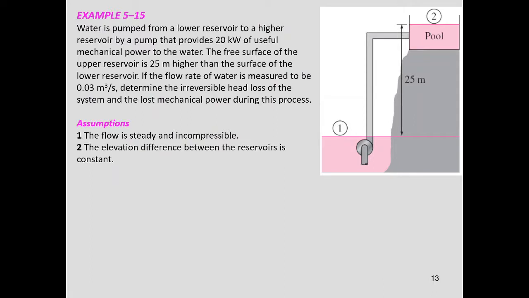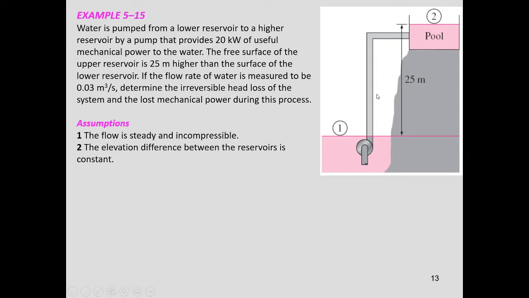Okay, we go to the first example to use this equation. Water is pumped from a lower reservoir to a higher reservoir by a pump that provides 20 kilowatts of useful mechanical power to the water. The free surface of the upper reservoir is 25 meters higher than the surface of the lower reservoir. If the flow rate of water is measured to be 0.03 cubic meters per second, determine the irreversible head loss of the system and the lost mechanical power during the process.